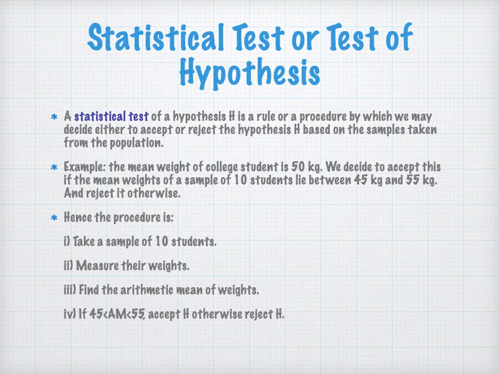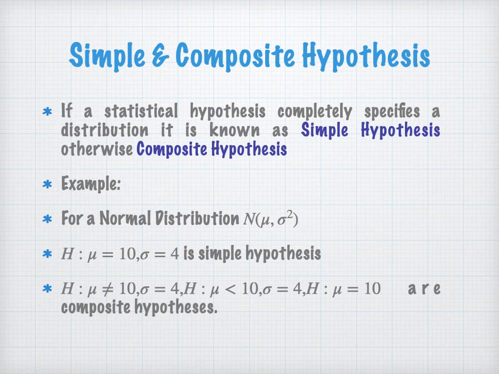Okay, so now what we are going to discuss is that hypotheses are of different types. The first one is a simple hypothesis and a composite hypothesis. If a statistical hypothesis completely specifies a distribution, it is known as a simple hypothesis.